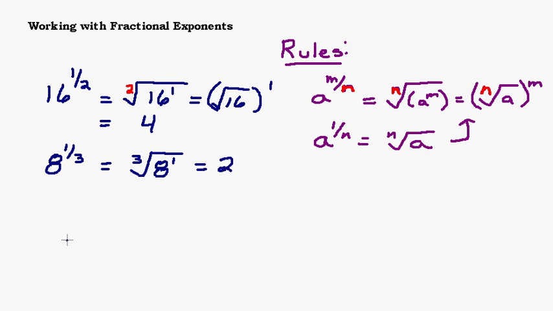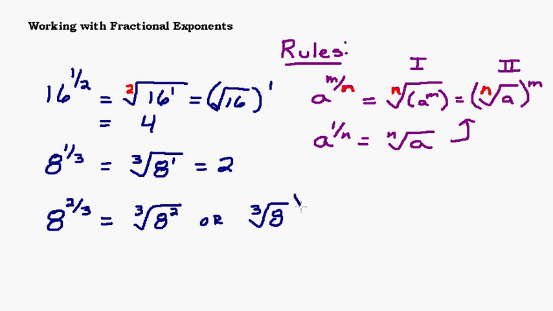Let's get a little more fancy here. Let's take this one more step. What if we had 8 to the 2/3 power? Well, we still have a 3 where the n is, and we have a 2 where the m is. Let's write it out both ways and then decide which way we want to do it. We'll call this option 1, and we'll call this option 2. You don't need to do it both ways. Either one of these ways is going to give you the correct answer. So we can either do the cube root of 8 squared, or we could do the cube root of 8 and then square it.